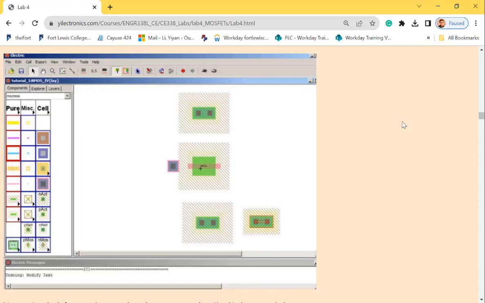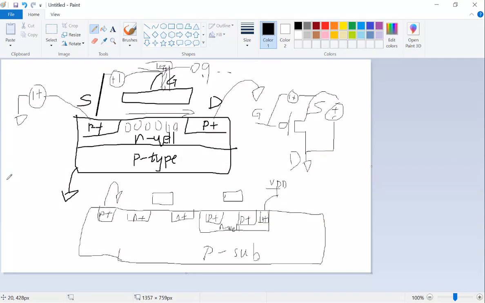NMOS, NAT, okay? NAT is N plus, N plus in the black dashed line, which is a P sub. So directly you deposit N plus into the P substrate. And P well is a P plus in the P substrate. Why? Because we need that guy in the P substrate.